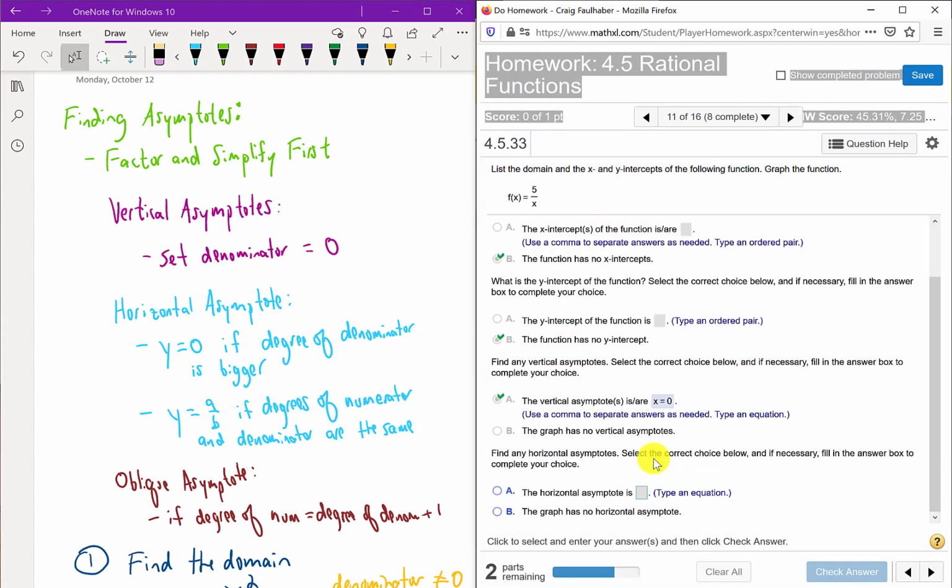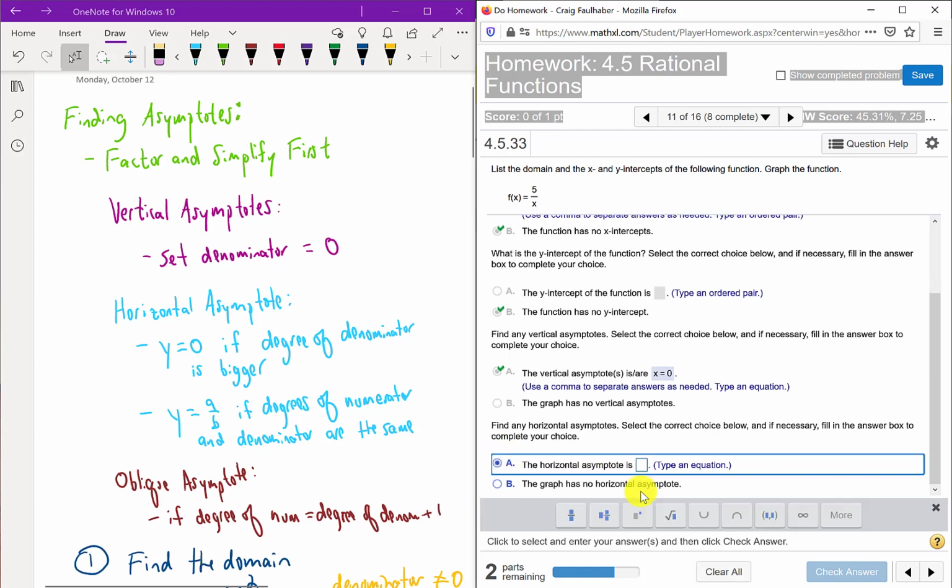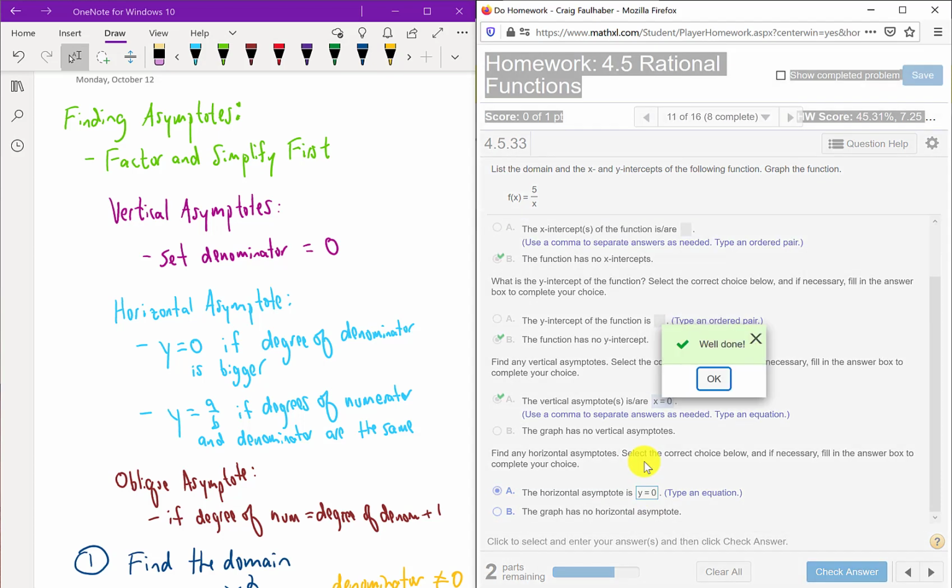What else do they want to know? Find our horizontal asymptotes. Check out our notes for horizontal asymptotes, and notice that the degree of the denominator is 1, while the degree of the numerator is actually 0. So the degree of the denominator is bigger. That means that we're going to have a horizontal asymptote, and that equation of that horizontal asymptote is simply y equals 0.